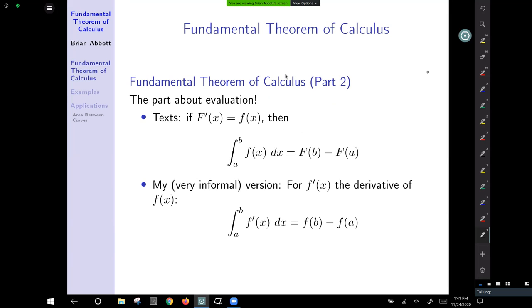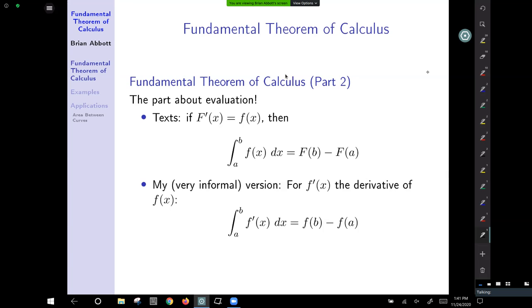With a name like the fundamental theorem of calculus, you'd think it's fundamental. It's pretty important. So the second part of it, it's a two-part thing, is about evaluation. It tells us how to evaluate definite integrals. And I'm going to have my same sort of rant about notation, making it sort of needlessly complicated. So in any textbook, you're going to see: if capital F has derivative little f, then the integral of little f over the interval from a to b is capital F evaluated at b subtracted by capital F evaluated at a.